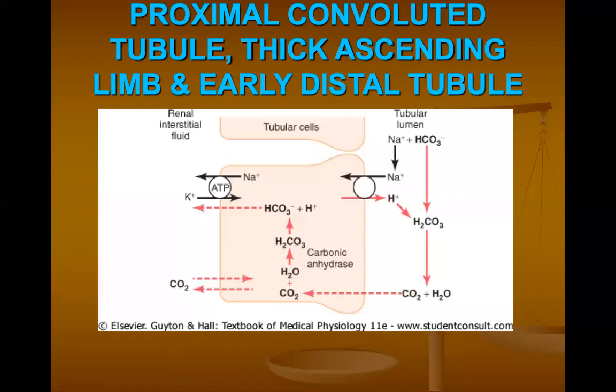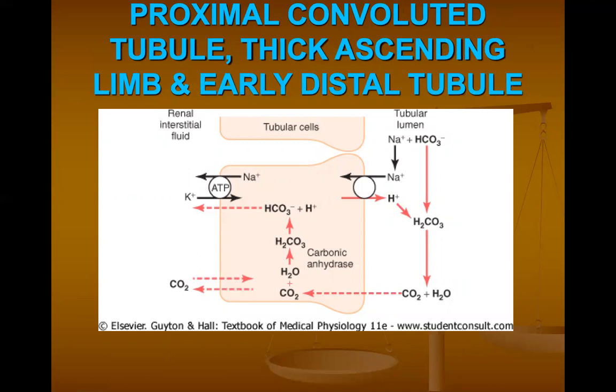So this is the story in the proximal convoluted tubule, thick ascending limb, and early distal tubule. Here the first step is that CO2 combines with H2O to form carbonic acid, and this dissociates into hydrogen ions and bicarbonate ions. At the same time, there is operation of the sodium-potassium ATPase pump on the basolateral surface. As a result, by a secondary active transport mechanism, hydrogen is secreted into the tubular lumen. Please remember, secondary active transport is secondary to ionic gradients created by primary active transport.